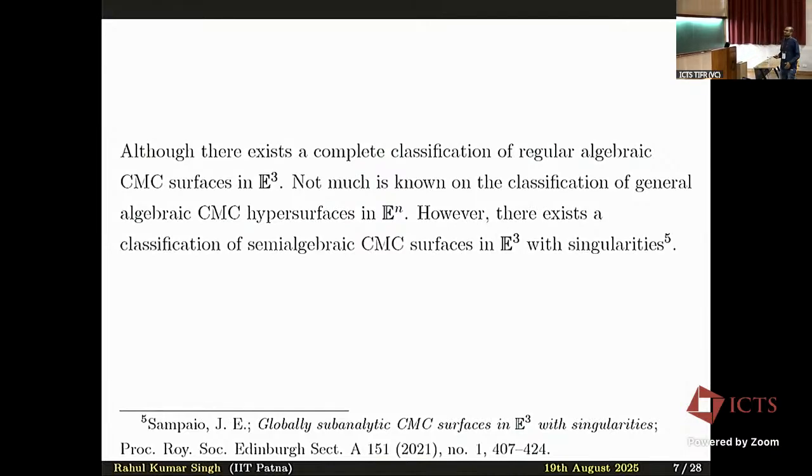But again, there is a paper by this mathematician where he gave a classification of something called semi-algebraic CMC surfaces in E3 with singularities. You can think of semi-algebraic surfaces as given by the zero set of one polynomial, and then you have a bunch of polynomials with the condition that they are everywhere positive. If you have a collection of such polynomials and you take the union of the zero sets of those things, that is what we call semi-algebraic.